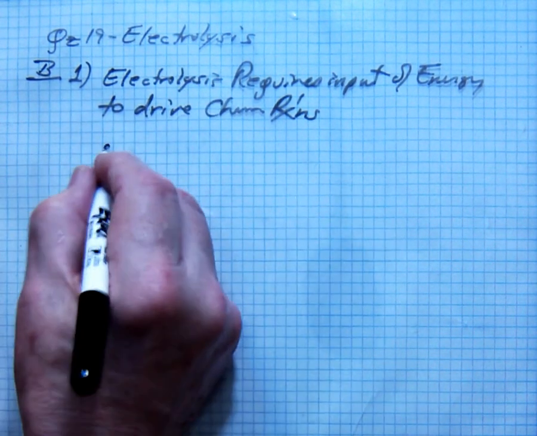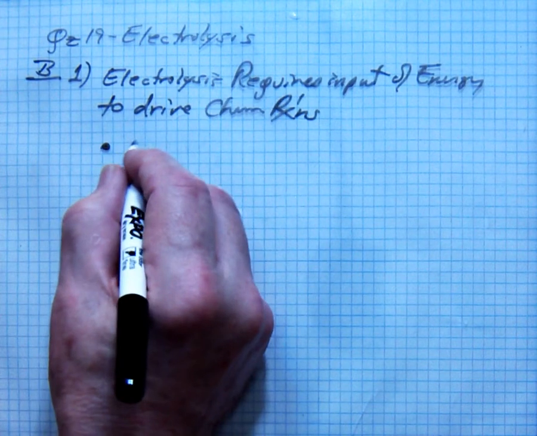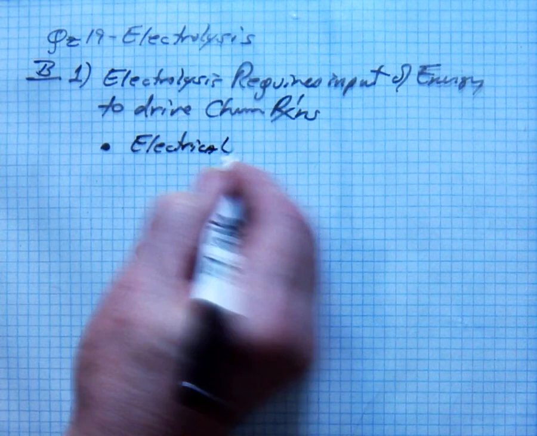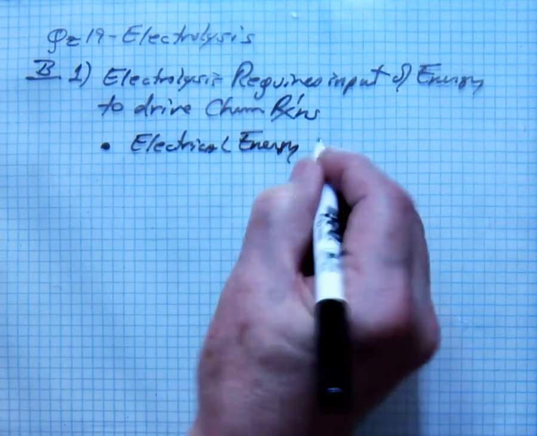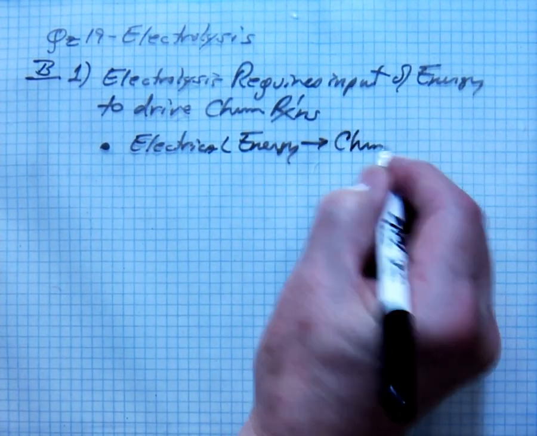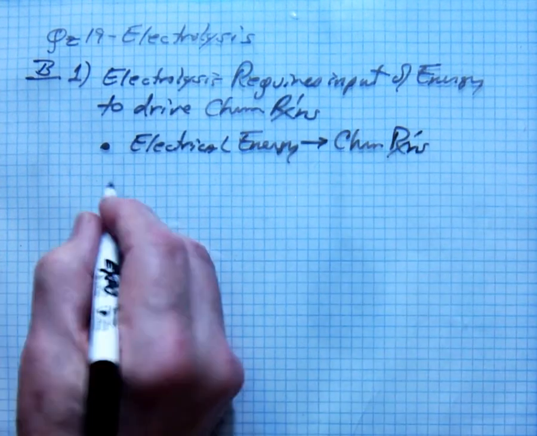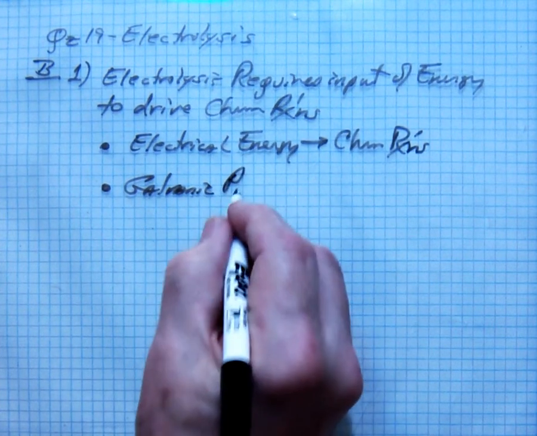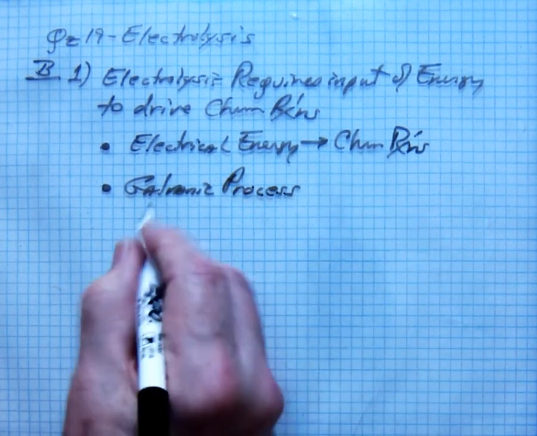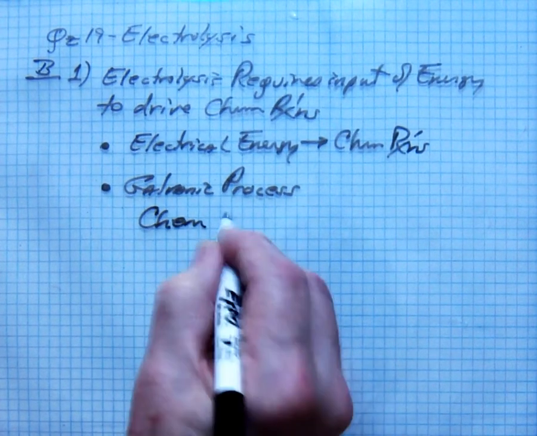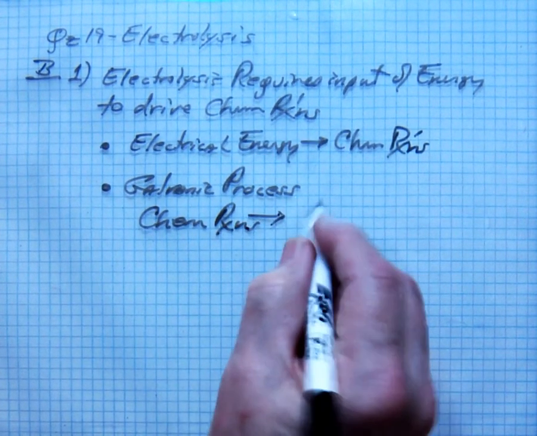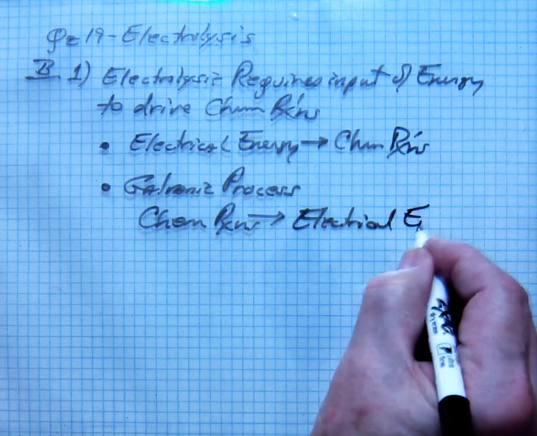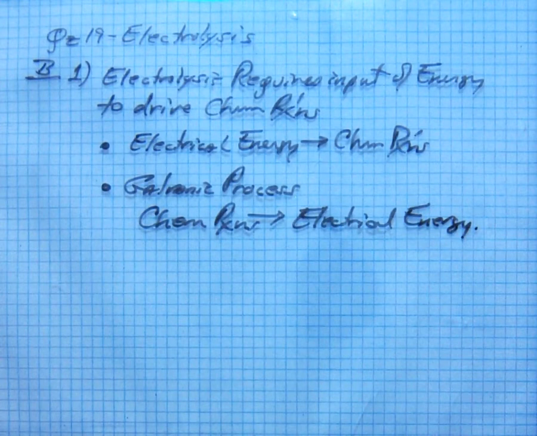So you can summarize this in terms of energy or electrical energy produces chemical reactions, and in the galvanic process that we're going to talk about, chemical reactions produce electrical energy. So there is the dividing line.